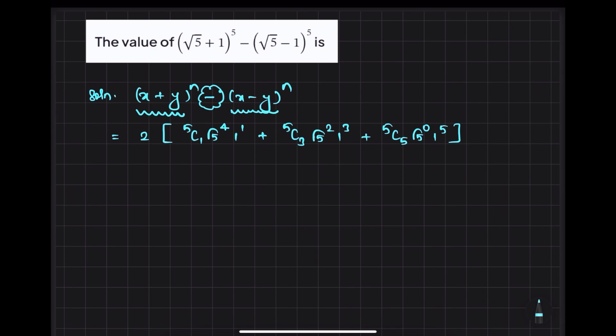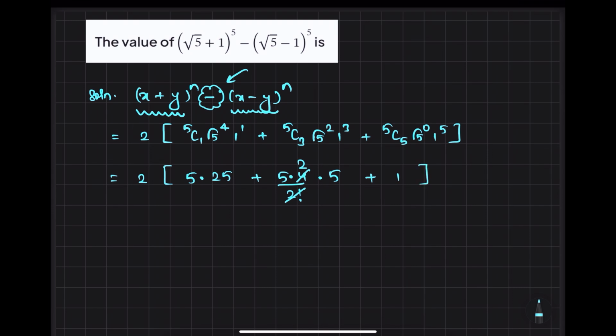Okay, so if we add, we will have even lower subscript. If we subtract, we will have odd lower subscript. Okay, now simplify these things a little bit more. So 5c1 is 5 and root 5 to the power 4 is 25. Now 5c3, so 5 times 4, 3 factorial, 3 factorial gone, we are left with 2 factorial, and root 5 square is 5. Let's simplify a little bit more. 5c5 is 1, root 5 power 0 is 1, 1 power 5 is 1.